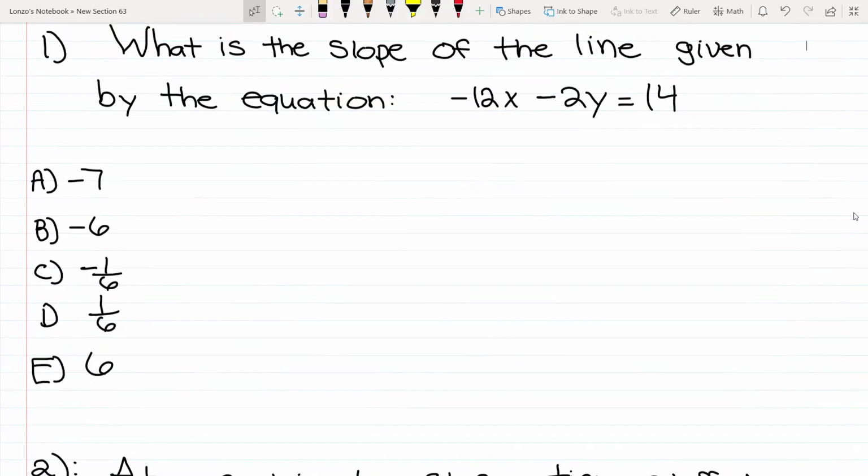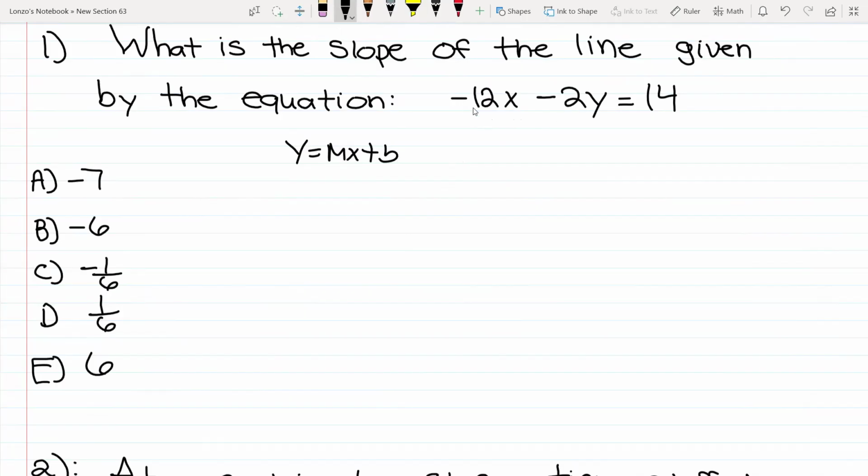Okay, so you do have multiple choice. How do you find the slope? They're not giving you coordinates, right? They are giving you an equation, I think in standard form. So what we've got to do is convert it to slope-intercept form, or basically convert this into y equals mx plus b, and then whatever the number in front of x is your slope. So basically we've got to get y by itself.